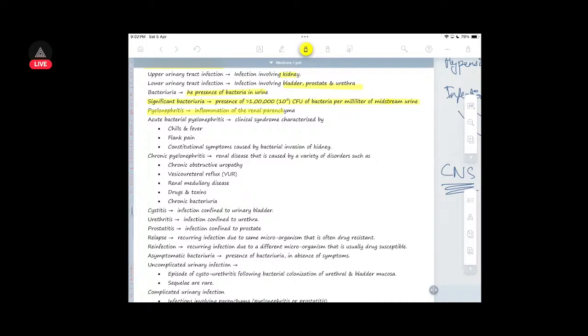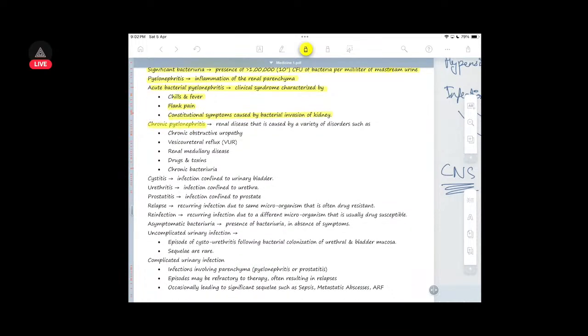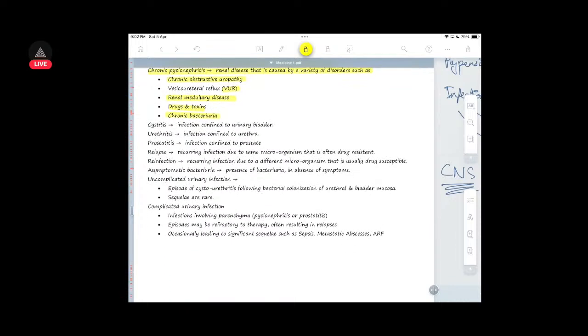Pyelonephritis is inflammation in the renal parenchyma. Acute bacterial pyelonephritis is a clinical syndrome characterized by chills and fever, flank pain, and constitutional symptoms caused by bacterial invasion of the kidney. Chronic pyelonephritis is renal disease caused by a variety of disorders like chronic obstructive uropathy and vesicoureteral reflux. Then you have renal medullary disease, drugs and toxins, and chronic bacteria. Cystitis is confined to the urinary bladder. Urethritis is urethra. Prostatitis is prostate.